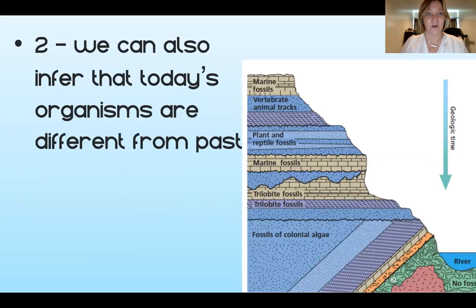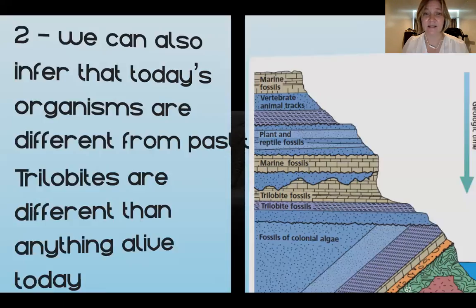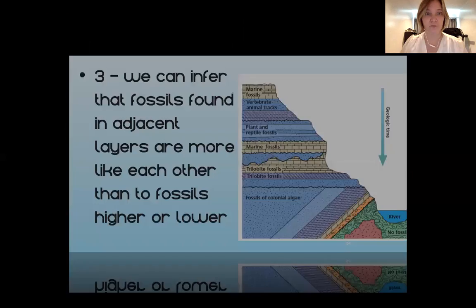We can also infer that today's organisms are different from the past. For example, trilobites are different than anything alive today. And you can see the trilobite fossils here in this layer. What is a trilobite, you might ask? This is a trilobite. I think the closest thing that we have today would maybe be a horseshoe crab, but they're not related at all, I think.